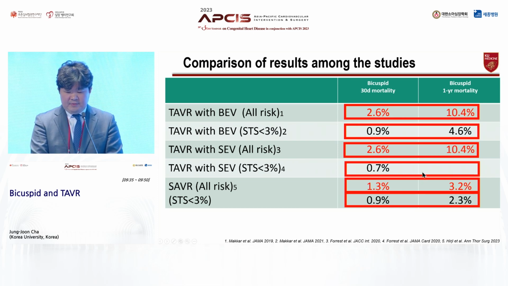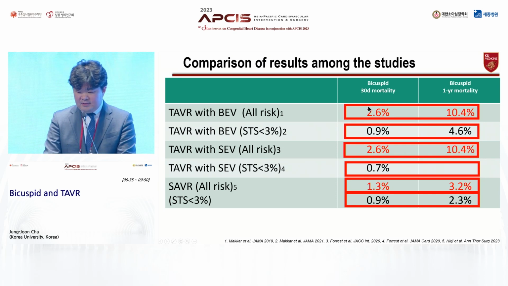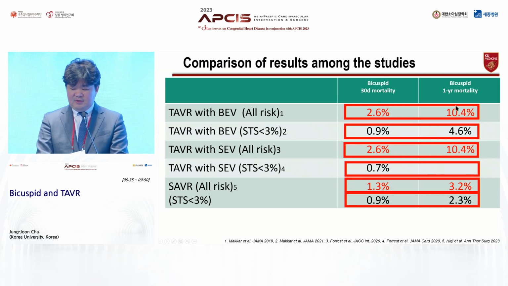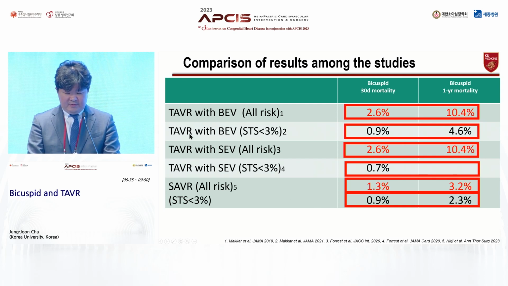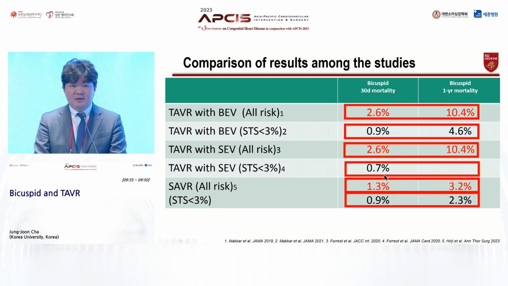So now a comparison of results among the studies. TAVR with balloon expandable valve and TAVR with self-expandable valve in all risk, 30-day mortality 2.6 and 10.4, is quite higher compared to SAVR all risk, 1.7 and 3.2. But when you see TAVR with balloon expandable and self-expandable valves in the low-risk group, it's 0.9 and 4.6, which is quite comparable to SAVR with low risk, 0.9 and 2.7.